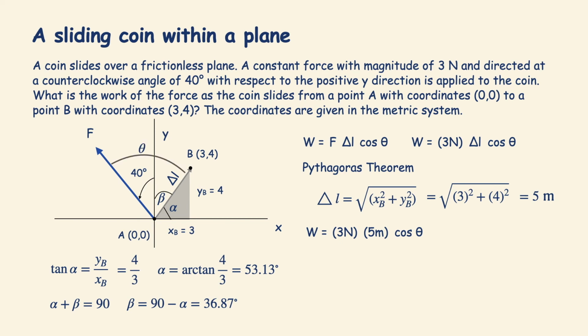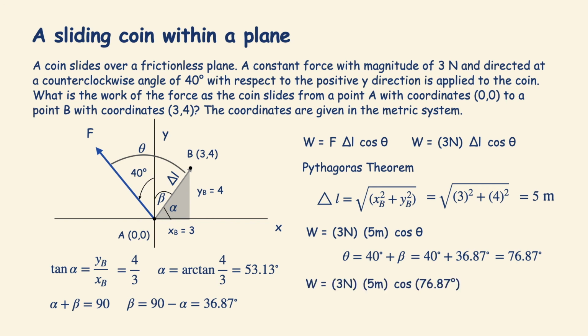With that, we are ready to look at the total angle, the angle between the force and the displacement, which is theta on our diagram. We can see that that angle is simply the sum of the 40 degrees that are measured from the positive y, plus another extra angle, which is equal to beta. That is 40 plus 36.87, the value that we determined for beta. In other words, the angle between the force and the displacement is equal to 76.87 degrees.